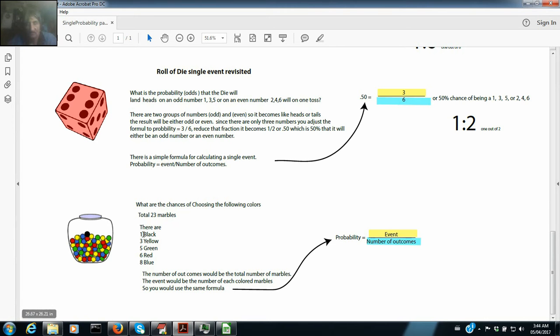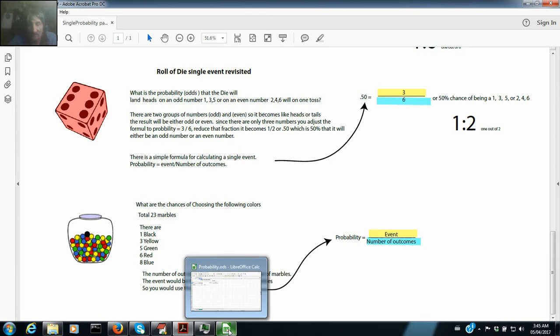Well, these numbers tell you the frequency of the colors. These numbers become your event. Of course, your total number of marbles is your total outcome. So that number would go here, 23. And if you're using black, your event would be 1. If you're using yellow, 3, 5 for green, 6 for red, and 8 for blue. Once again, you use that same formula, and I keep repeating that same formula because it's through repetition that it gets into memory. Event over the number of outcome gives you probabilities.